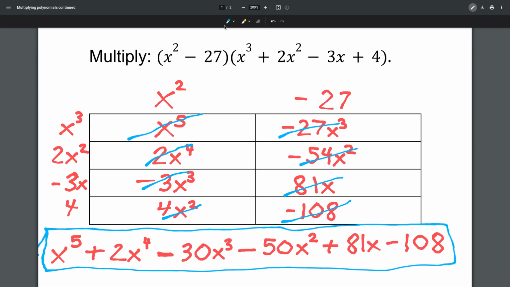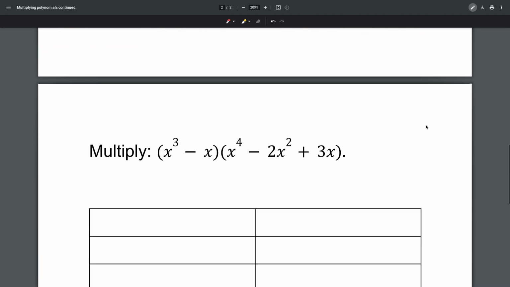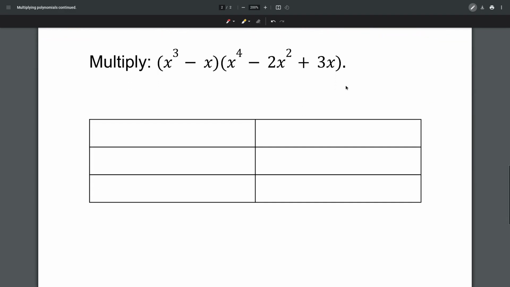Okay, let's go down and check out one more problem. So if we go down here, now we're multiplying a binomial by a trinomial, but the binomial is x cubed minus x. So we're going to write x cubed here and minus x here. Okay, and then we're multiplying that by x to the fourth minus 2x squared plus 3x.